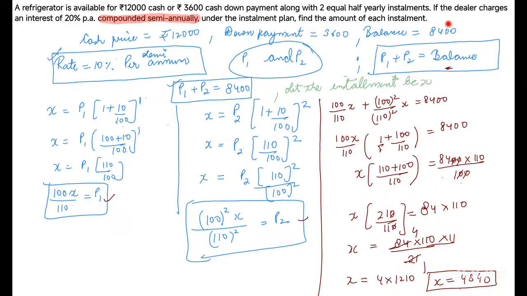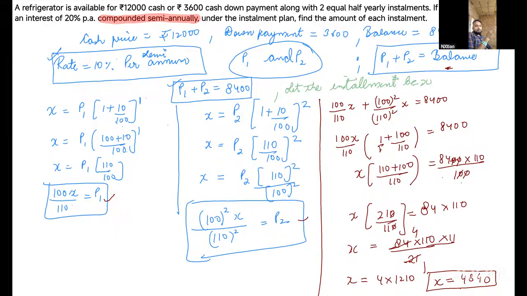So P1 plus P2 equals 8400 is just an equation, right? Yeah, every time. Whenever there are three principals, for example P1, P2, and P3, then the sum is equal to the balance every time. Like whatever the balance is, it is the sum of the principals. Sir, how come here there are two principals? Because two equal half-yearly installments are there. If there are three installments, then three principals will be there. If it is four, then four principals will be there, like that.